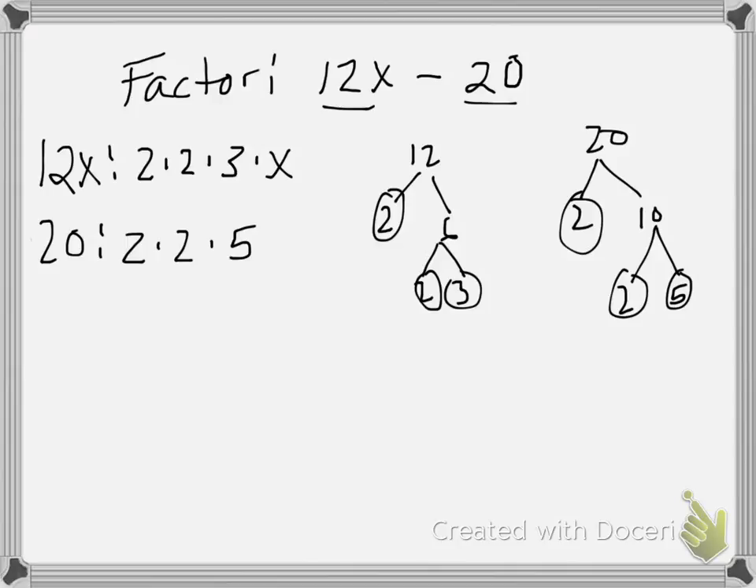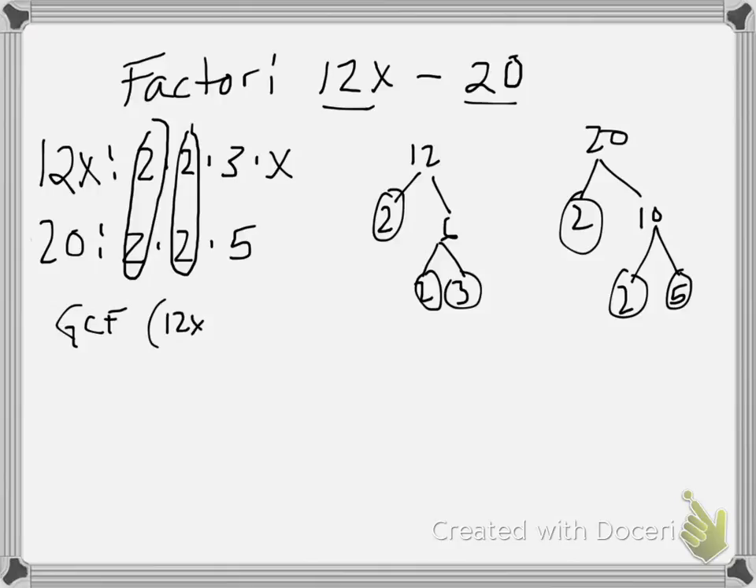So then, if I find my GCF, let's see, they have those in common, and they have those in common. So the GCF for 12x and 20 is 4, because 2 times 2 is 4. That part should look familiar.